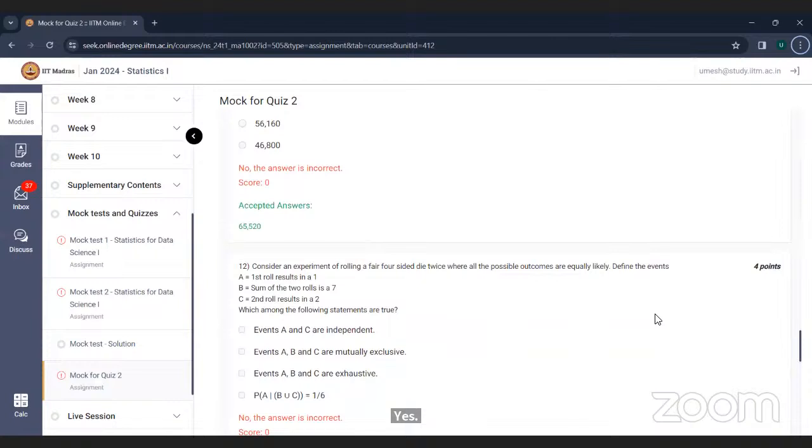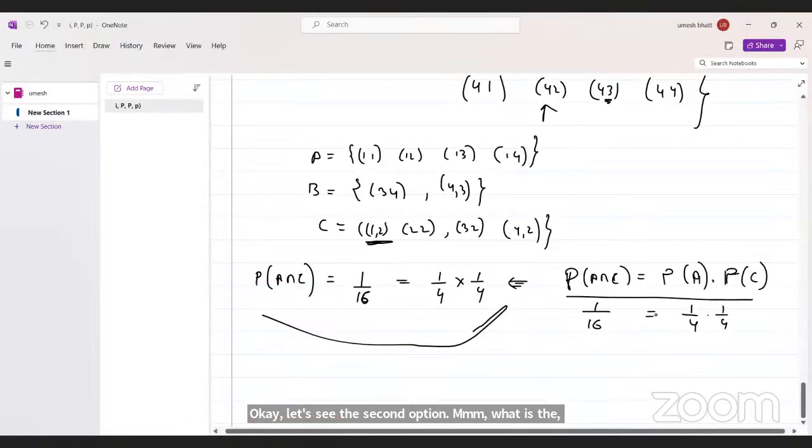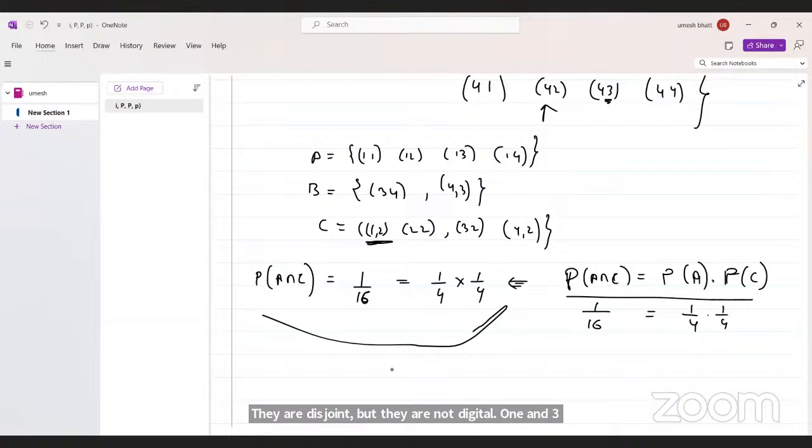Okay. Let's see the second option. A, B, C are mutually exclusive. What do you mean by mutually exclusive? They are disjoint, but they are not disjoint. A and C, A intersection C contains what? 1, 2, which is not empty.